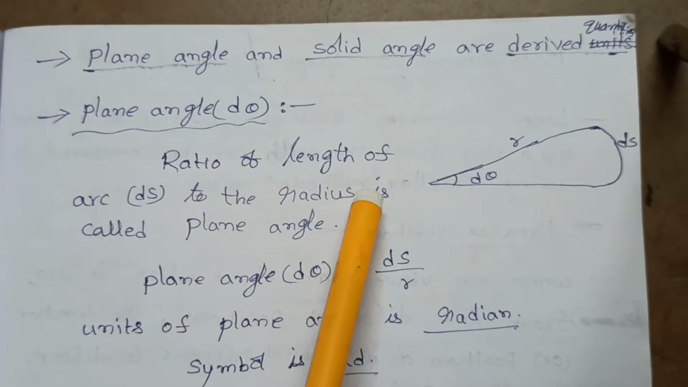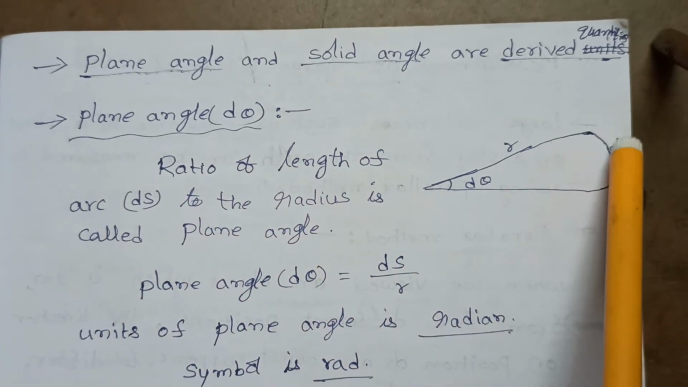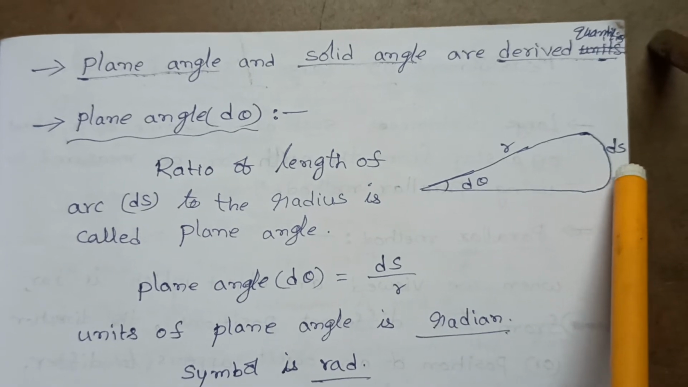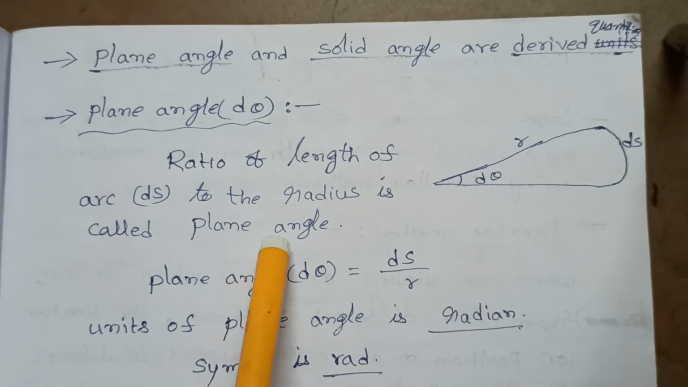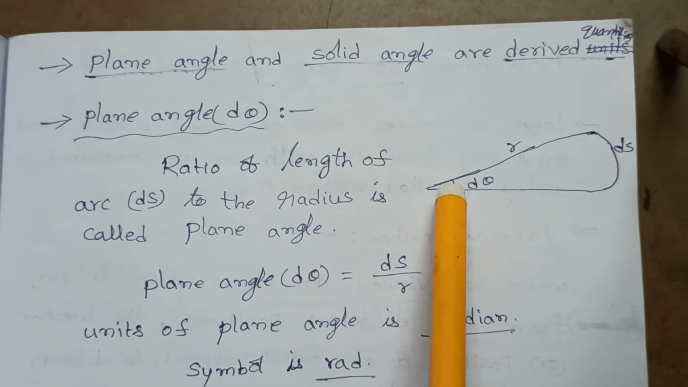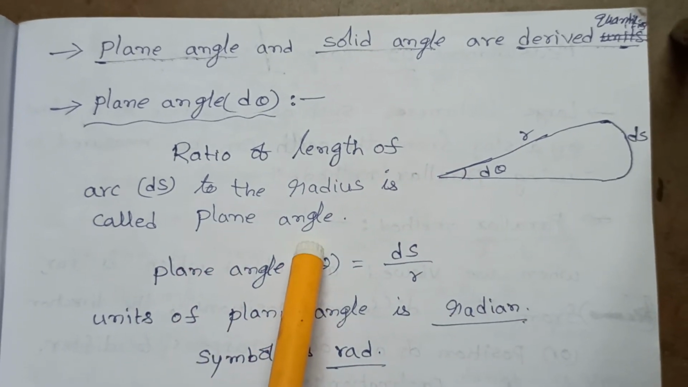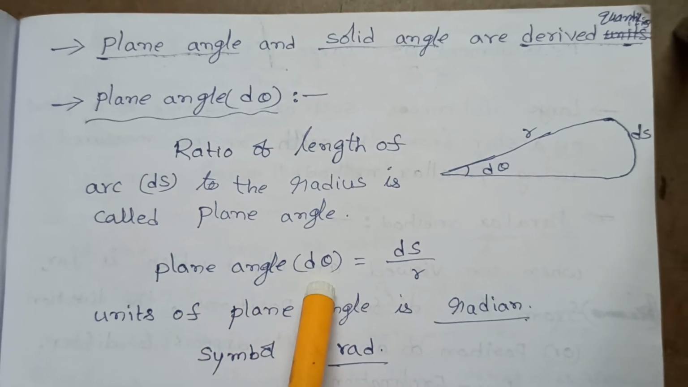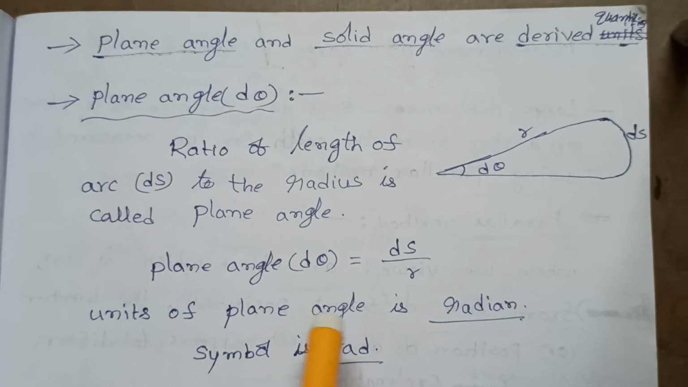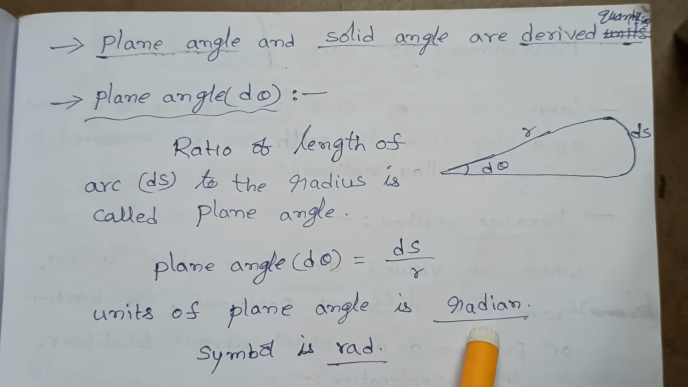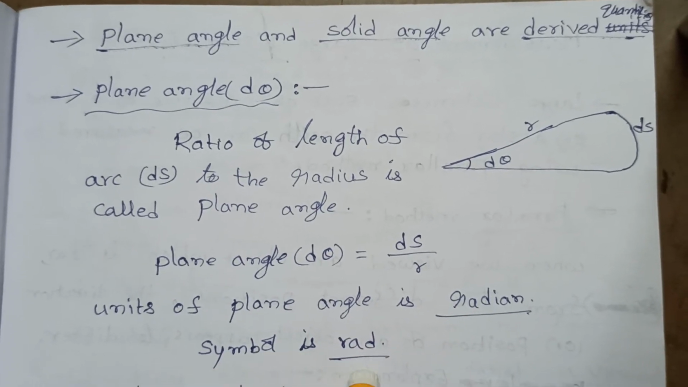The ratio of length of arc. This is the arc, and this length is ds. The length of arc ds to the radius r is called plane angle. Plane angle d theta is equal to ds by r. The unit of plane angle is radian. Symbol is rad.